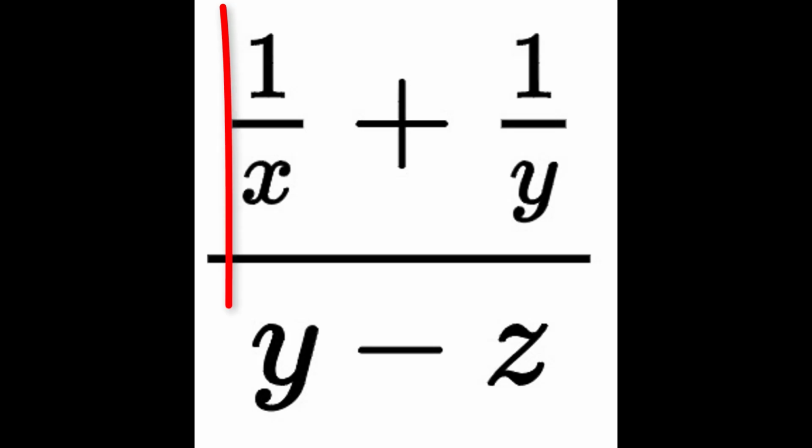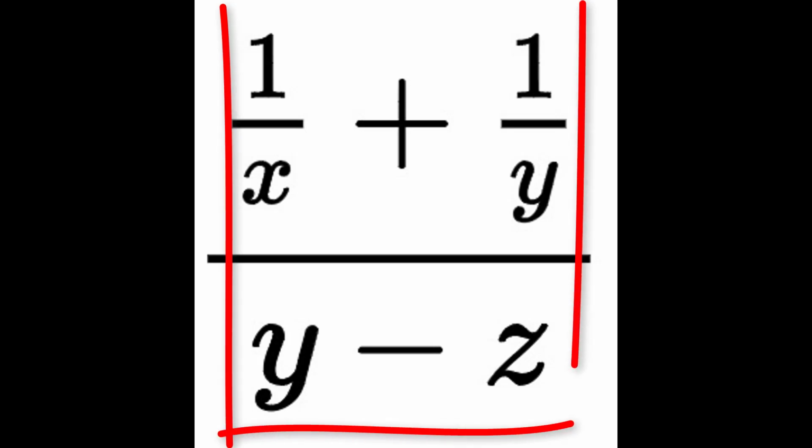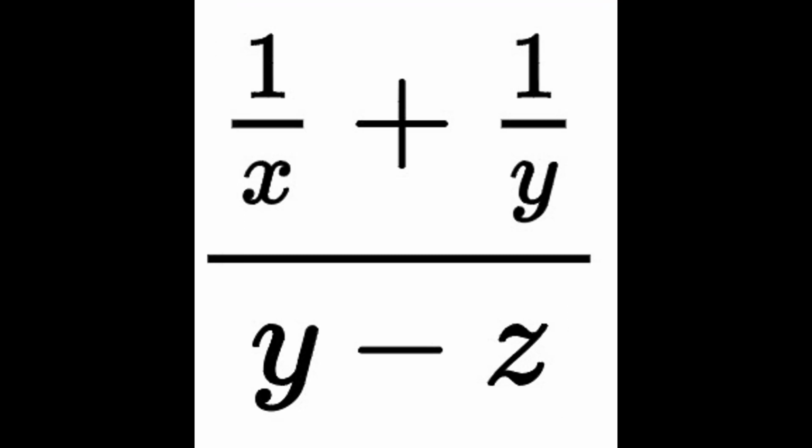You might say things like, use the order of operations rule to solve for the numerator and denominator, where 1 over x added to 1 over y are divided by y minus z. Or you might say something like 1 over x plus 1 over y divided by y minus z. Both those methods communicate the same thing.